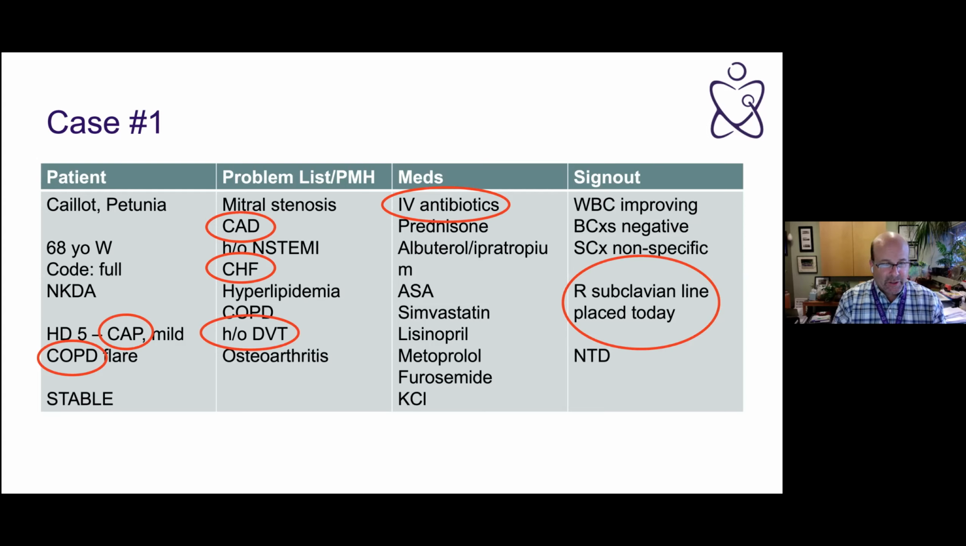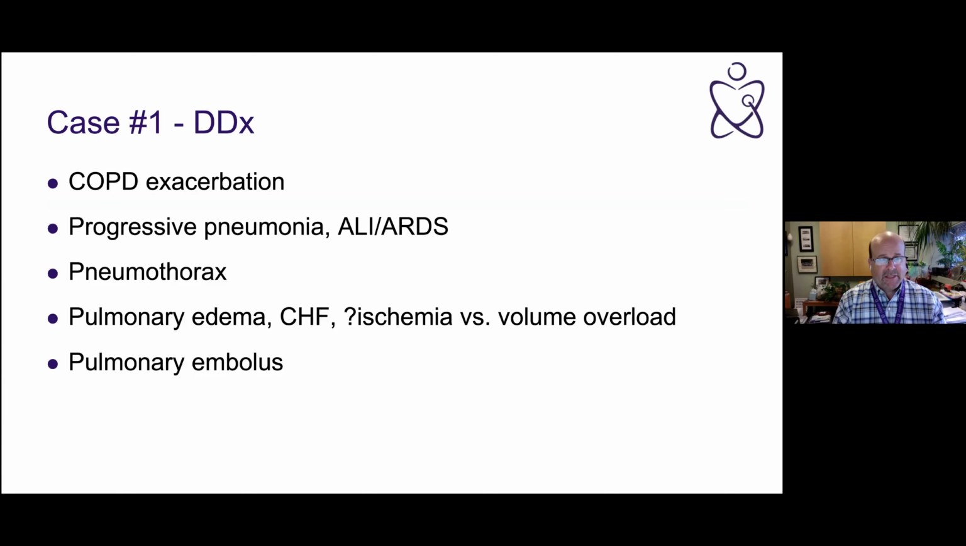She had pneumonia, she has COPD, she has a history of coronary disease, a history of CHF, she's had a DVT, she's on IVs, IV antibiotics. Oh, and look, they put in a subclavian line today. Yikes, my differential for her dyspnea is pretty long and pretty varied.